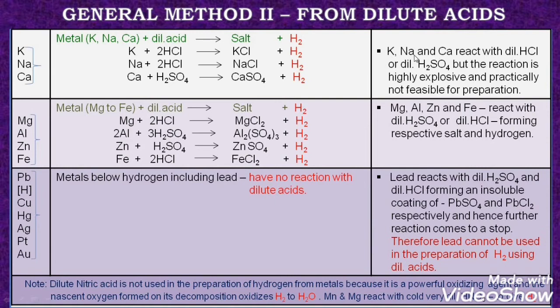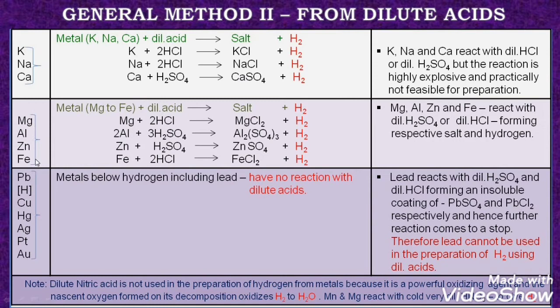Now in all the three cases, K, Na, Ca, they react with dilute HCl or dilute H2SO4, but the reaction is highly explosive and practically not feasible for preparation. Because they are highly explosive, we cannot use any of these reactions for the laboratory method of preparation of hydrogen.